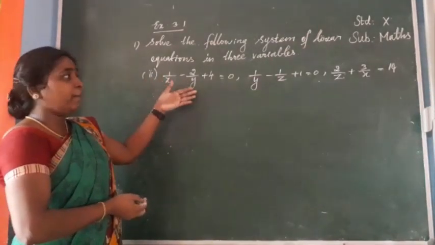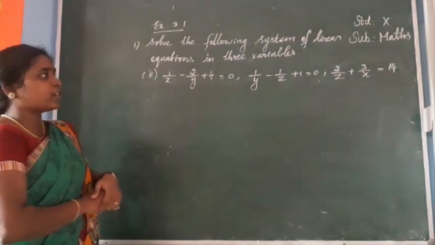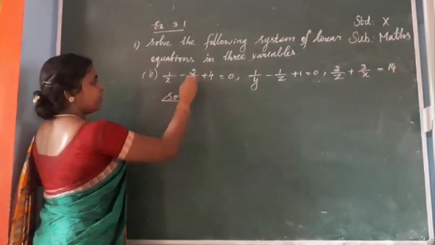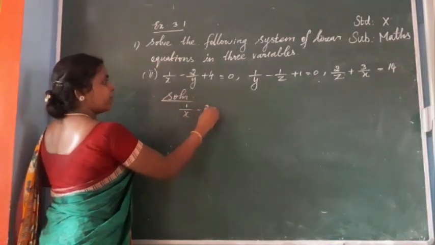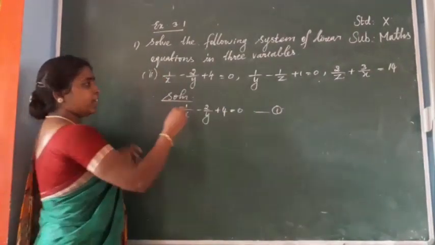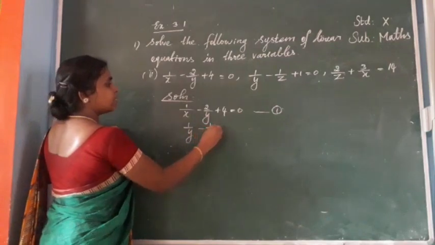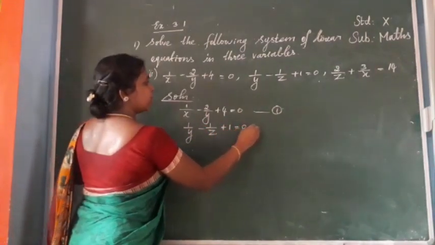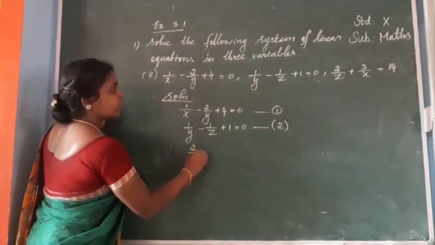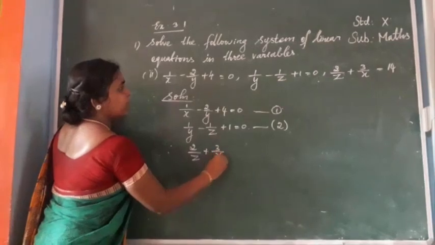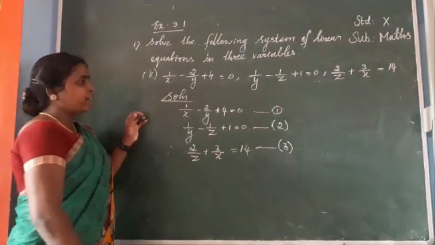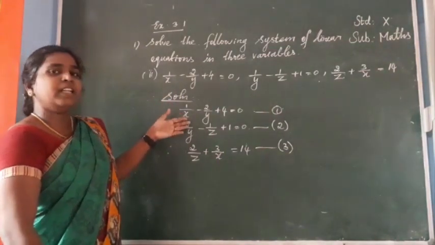If it is in the denominator, first we have to convert the equation. So you see how you have to convert. The first equation is 1/x − 2/y + 4 = 0. This is equation 1. The second equation is 1/y − 1/z + 1 = 0. This is equation 2. The third equation is 2/z + 3/x = 14. This is the third equation. Now we are going to convert the equations because the variables are in the denominator.